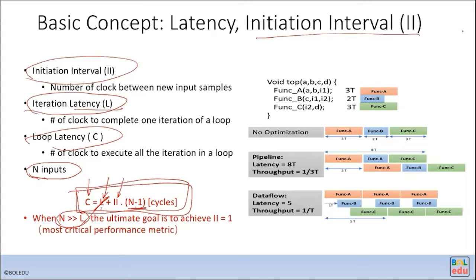So from here we know II equal 1 is the ultimate goal. And you all know the pipeline and the data flow. For pipeline you have to finish one function before you pipeline the next function. For data flow, as long as you produce one data output, the next stage function can proceed. So for data flow you get less latency compared to the pipeline.